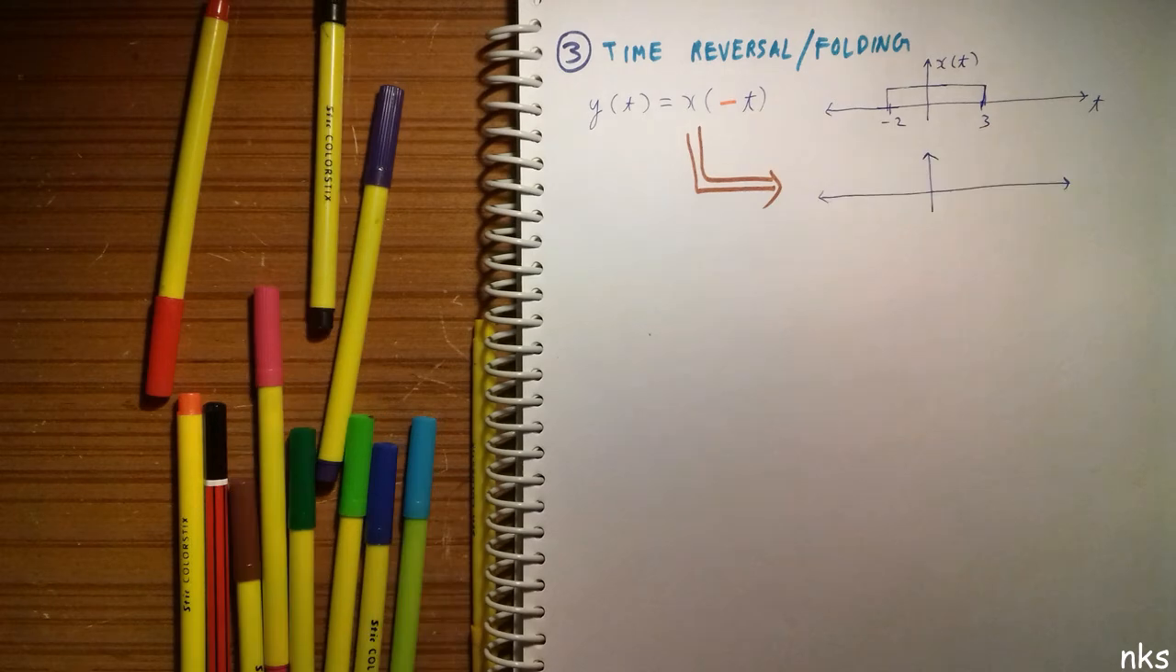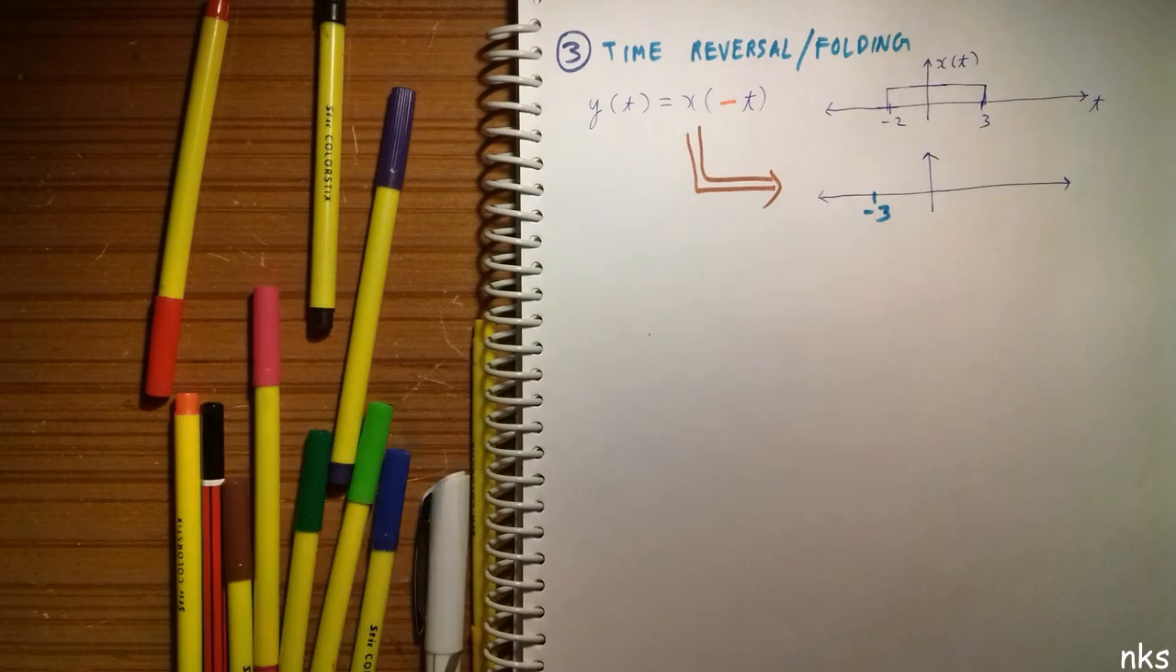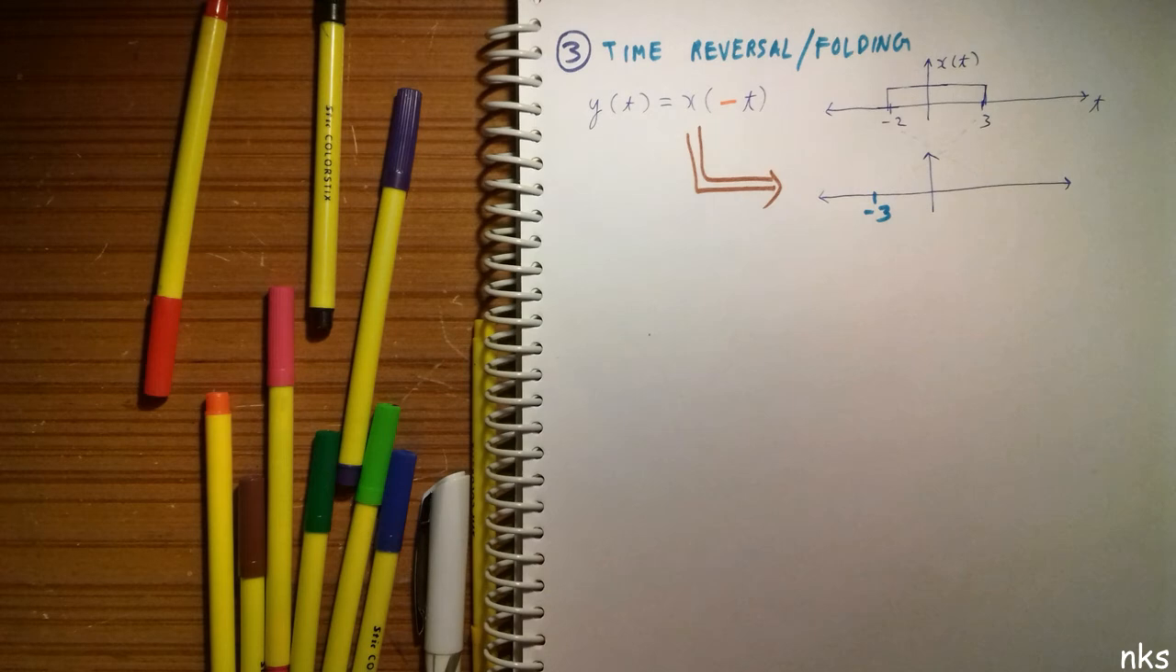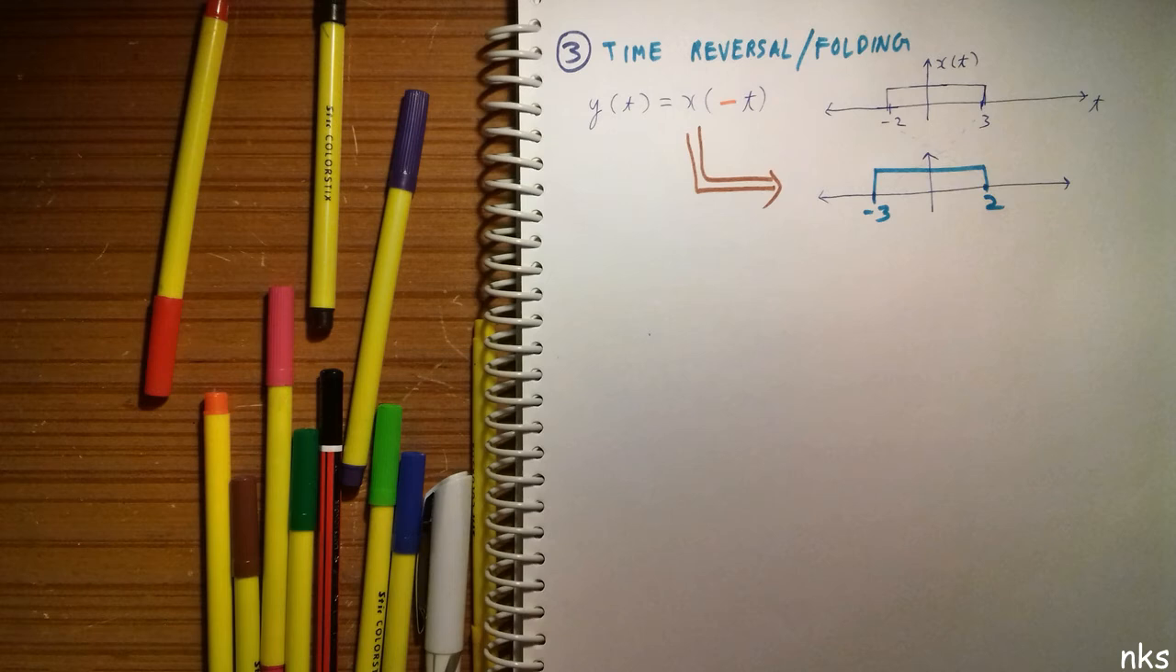So it will come to the left and will become minus 3. And what is at the left of the y-axis? Minus 2. So it will go to the right of the y-axis and will become plus 2. And we will get the figure like this. So this is time reversal or folding.